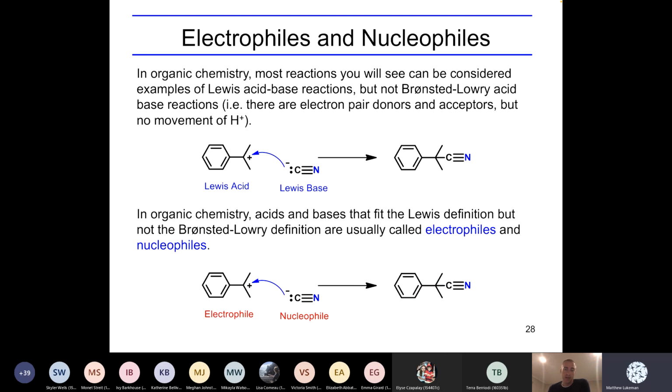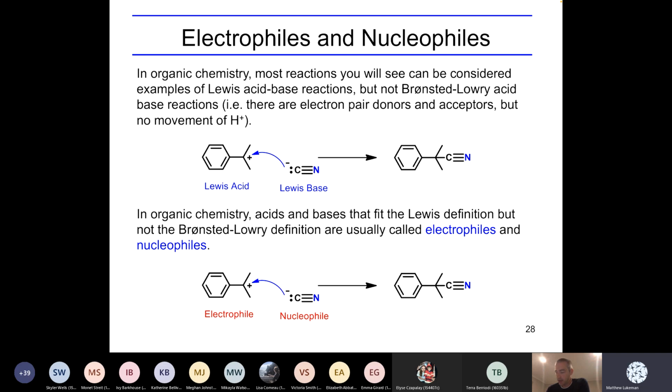That's not an organic molecule, but Lewis acids and bases are very common in organic chemistry, but we give them a different name. If it's a Lewis base, we call them a nucleophile. Nucleophile just means it loves a nucleus. It loves positive charge. So a nucleophile is anything that would like to donate a pair of electrons to some region of partial or total positive charge.